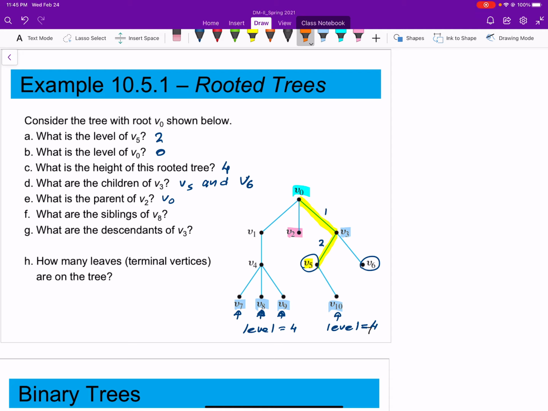What are the siblings of V8? V8, that is right here. What are the siblings of that? There are two siblings of V8. The first sibling is right here, the other sibling is right there. All right, so because they all are having the same parent. The common parent for all these three vertices is just V4. Siblings are V7 and V9.